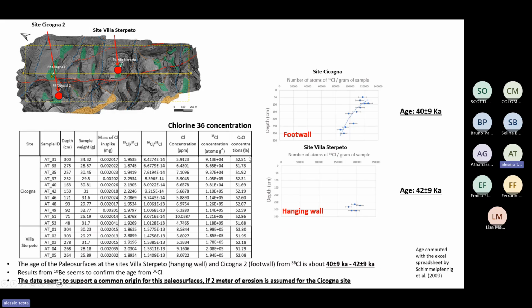These are the results of the chlorine-36 analysis. As you can see, there are some problems. For example, for the site at the hanging wall, there are just a few samples. For the site at the footwall, we don't have the upper part of the curve, so maybe there is further erosion here. Anyway, considering 2 meters of erosion at the footwall site, we obtain very similar ages: 40 ± 9 kiloyears for the footwall site, and 42 ± 9 kiloyears for the hanging wall site. So it seems that our hypothesis is supported, but we have large uncertainties and assumptions.